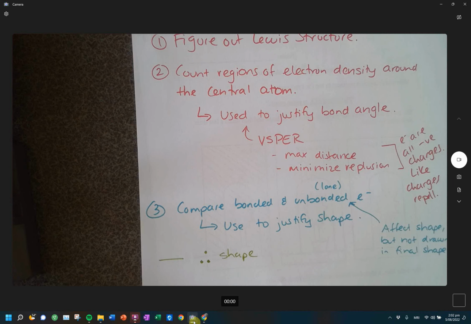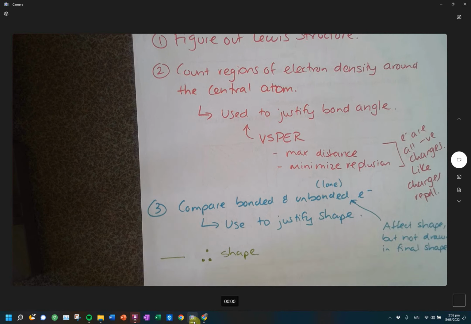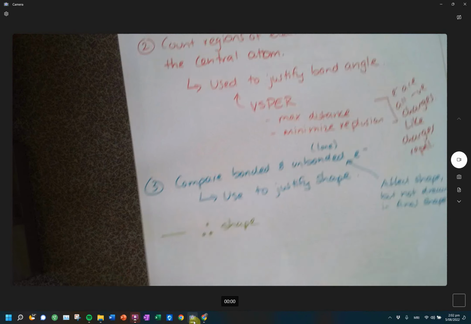So do you want me to go through it? Okay. You guys want me to go through it? They voted to go through it. This is for polarity? Polarity. Sure. Okay.